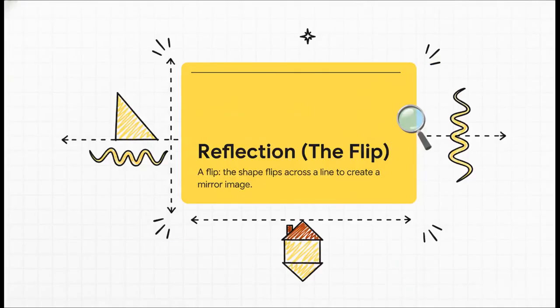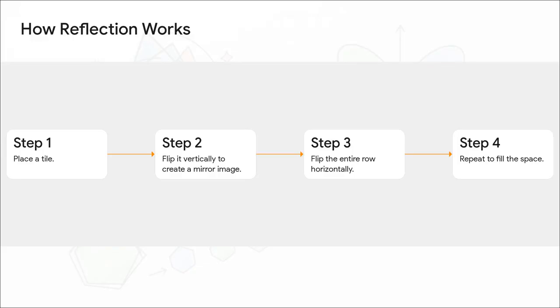Okay, move number 2 is reflection, or as I like to call it, the flip. This is where things start getting a little more artistic. Imagine there's a mirror line. You take your shape and you just flip it right over that line, creating a perfect mirror image of the original. So you place your tile, right? Then you flip it to create its perfect little mirror twin right next to it.